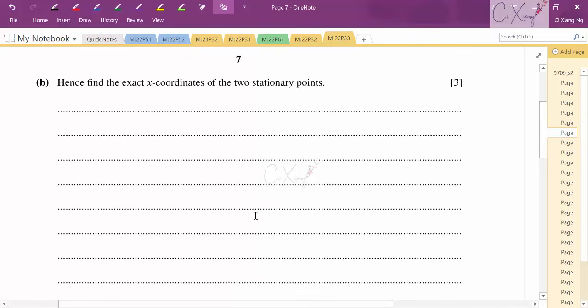Okay, for part B, they want us to find the exact, highlight the word exact, basically your answer should be in surd form or pi form, x coordinates of the two stationary points. So we are looking for the x coordinates of two stationary points. To get a stationary point, we let dy dx equal to 0.